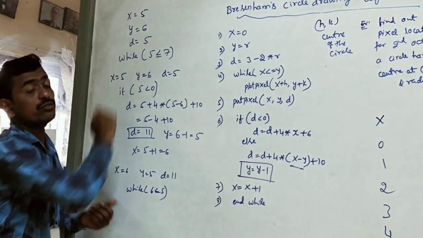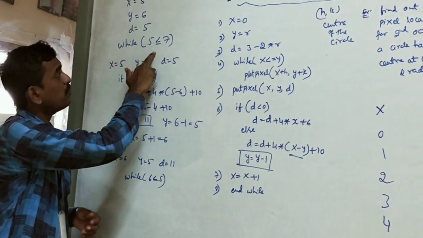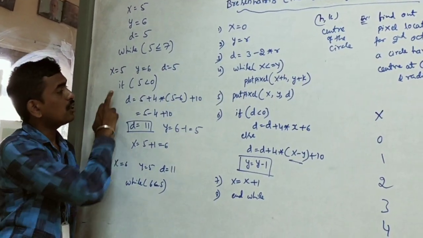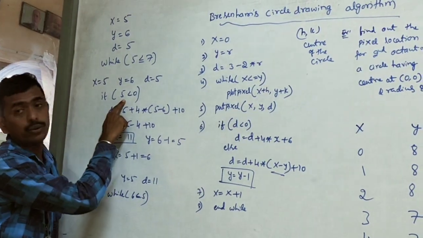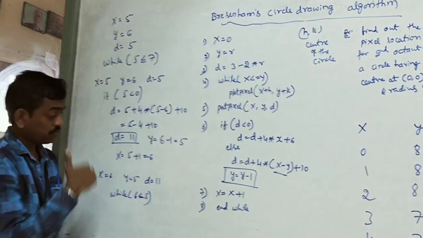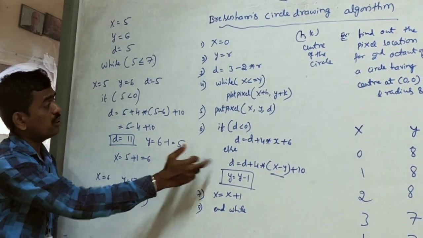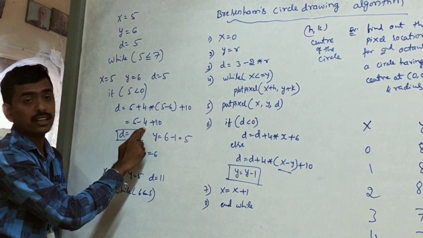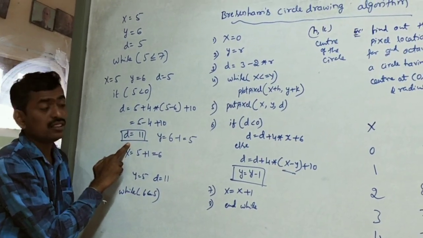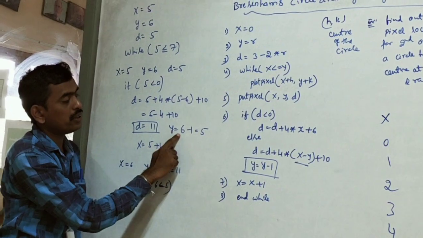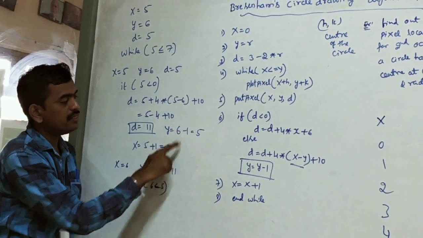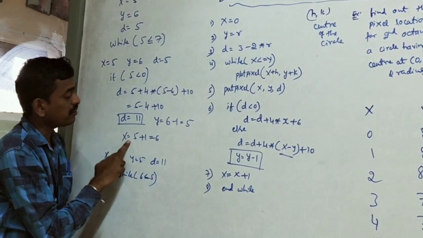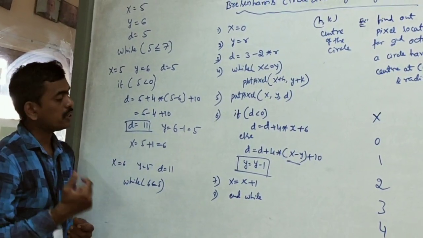Go to the next step, d equals 5, check out the condition, 5 less than or equal to 7. Okay, x equals 5, y equals 6, d equals 5. Check out that condition, d less than or equal to 0, 5 less than or equal to 0. Obtain the value. Second step is execution. 5 plus 4 asterisk 5 minus 6 plus 10, 5 plus 4 plus 10, obtain the value, d equals 11. Therefore y equals y minus 1. Okay, 8, 7, 6, y equals 6 minus 1, 5. Therefore increment the value, go to the seventh step, x equals 5 plus 1 equals 6.